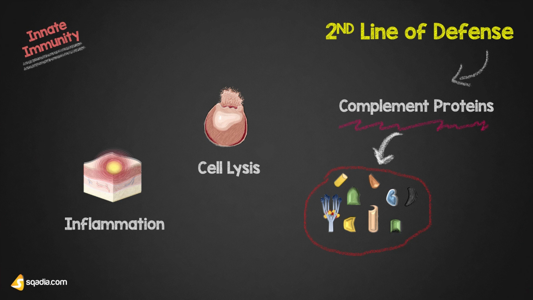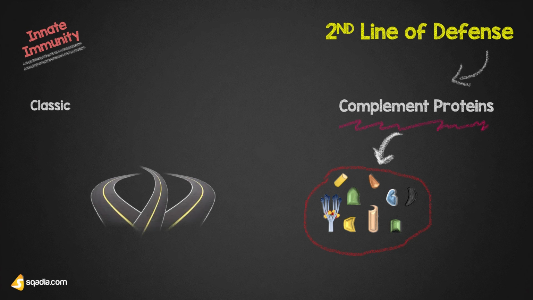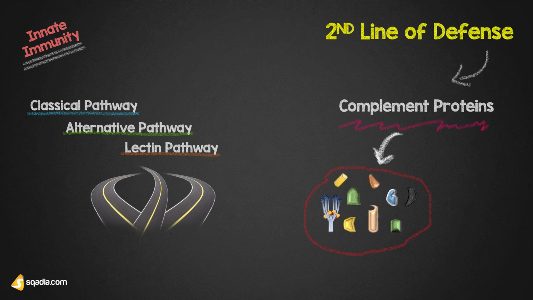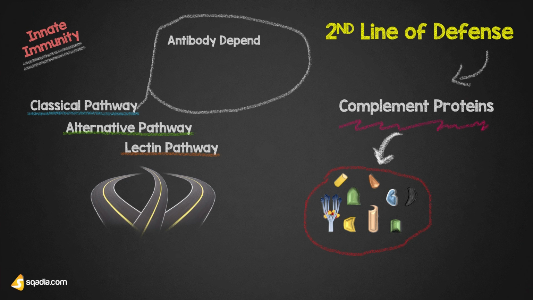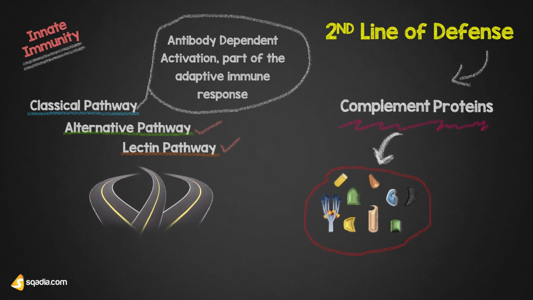The complement proteins assist in pathogen killing via three pathways: the classical complement pathway, the alternative complement pathway, and the lectin pathway. The classical pathway is antibody-dependent and thus part of the acquired immune response. Lectin and alternative pathways are part of the innate system, as they can be activated upon first exposure to a pathogen. All three pathways follow the same pattern once the C3 protein is activated.